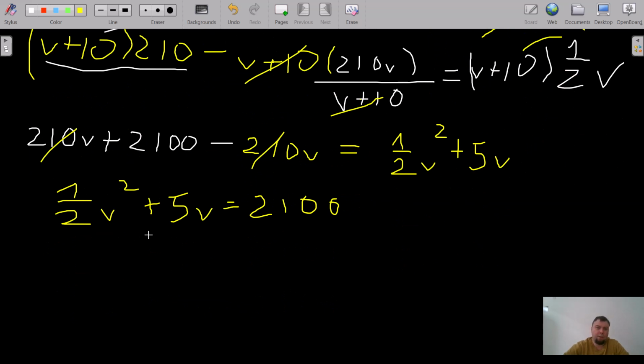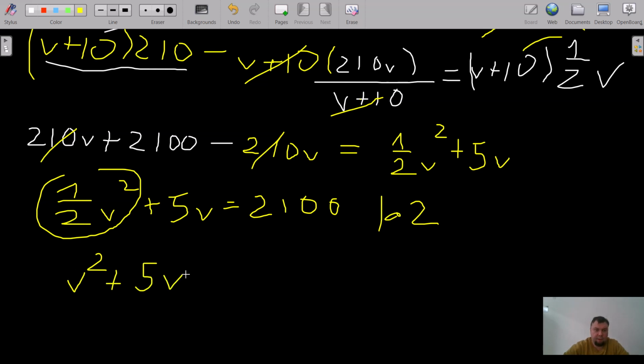And just to make it a little bit easier, we can multiply by 2 times 2, because we don't need a fraction here. You can solve it this way, but a fraction is more difficult to calculate, so we will get V squared plus 5V minus, and now we multiply. We can move this to the left side. We have a very neat quadratic equation. V squared plus 5V equals V squared plus 5V minus 4200 equals 0.